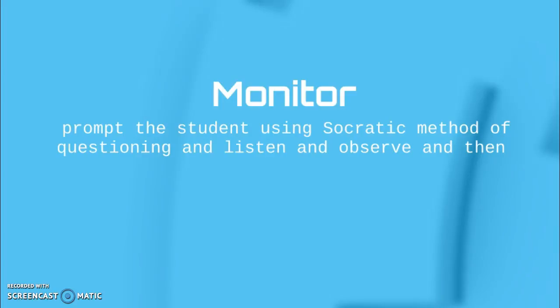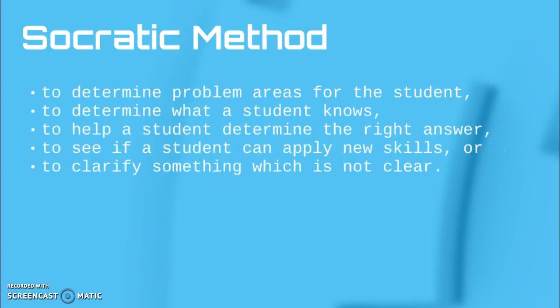observe the student. When using the Socratic method of questioning, consider asking questions like what the student knows or maybe the problem areas for the students. Just to remind you, there are 5 possible methods for using the Socratic method: determining problem areas, determining what a student knows, helping a student determine the right answer, seeing if a student can apply new skills, or clarifying something which is not clear.